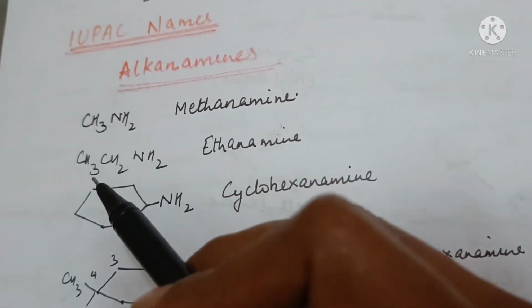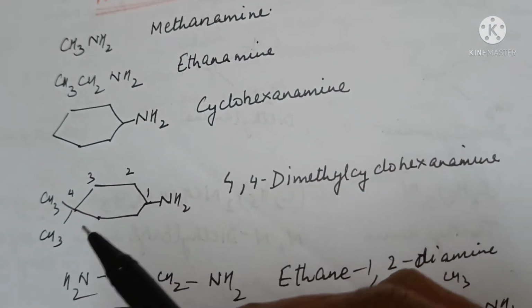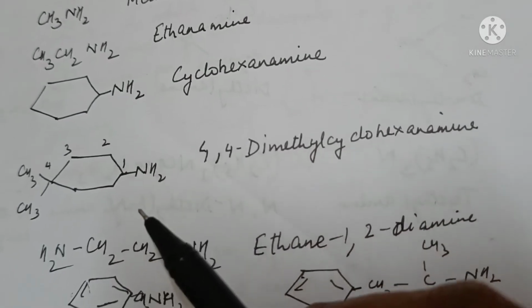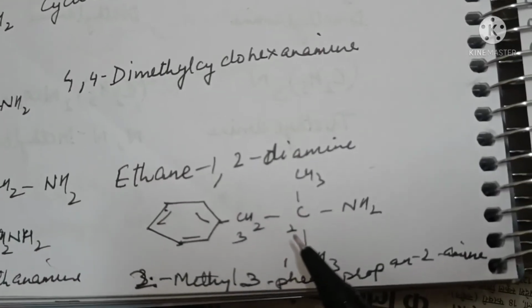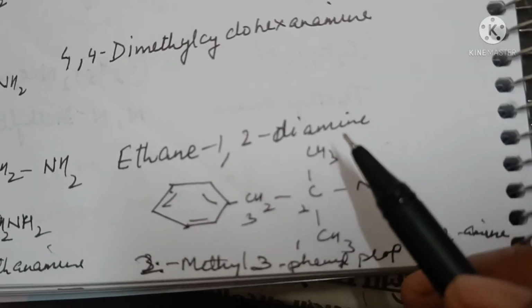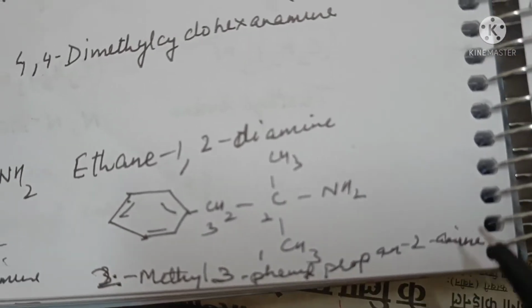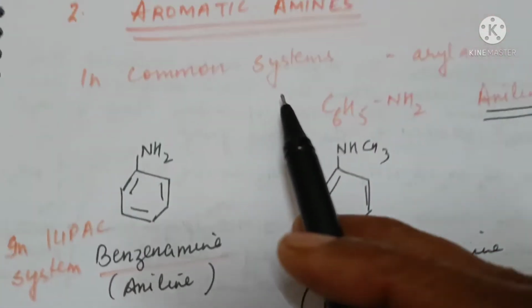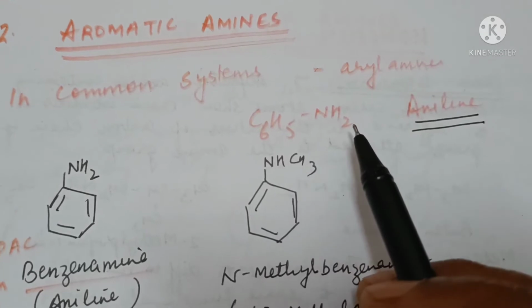So this is methanamine, ethanamine, cyclohexanamine. This will be 4,4-dimethylcyclohexanamine. This is ethane-1,2-diamine. This is phenylmethanamine, and this compound will be called 2-methyl-3-phenylpropan-2-amine. In aromatic amines, again in common system, we call them as arylamines, and this is called aniline.